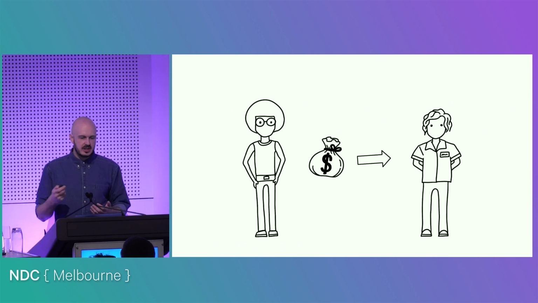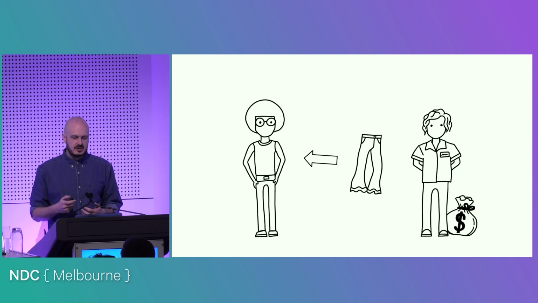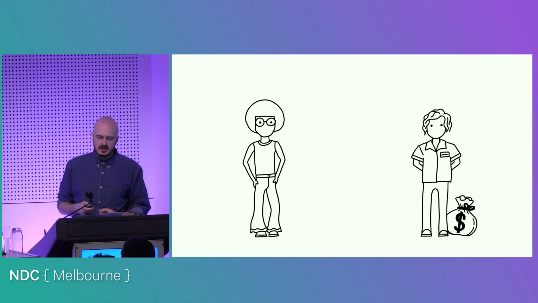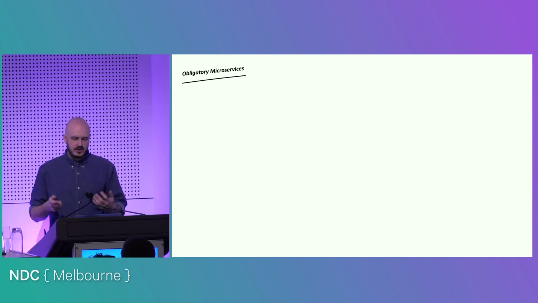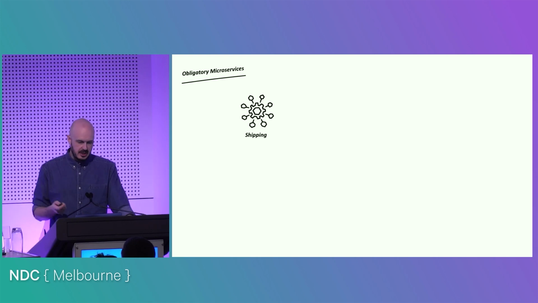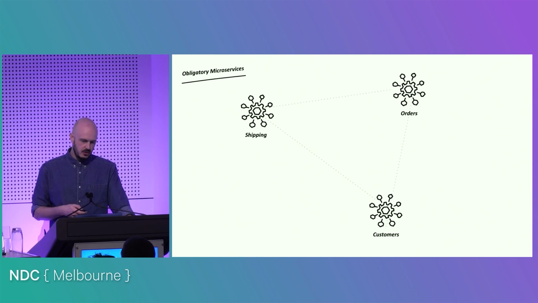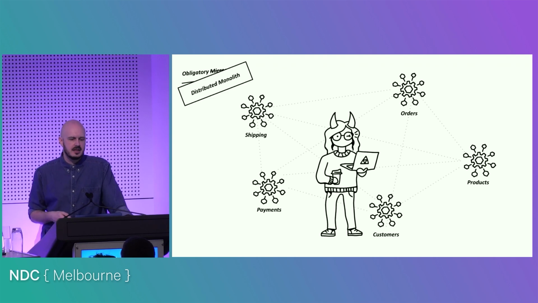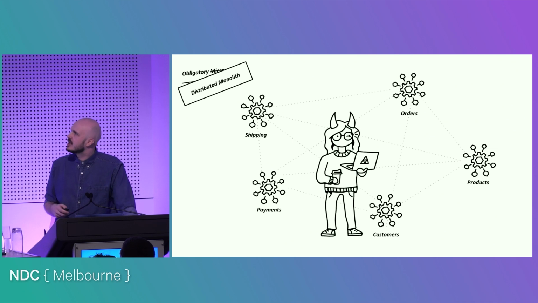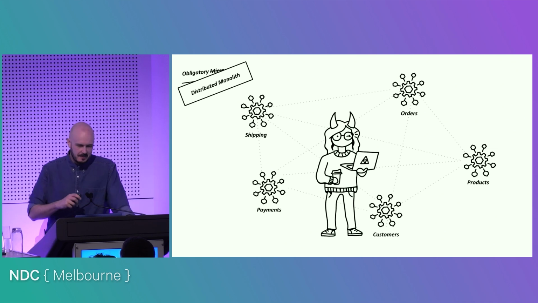Every day, money goes from here to here, and goods go from there to there. And everyone's happy. And just to round this off, let's imagine we've got a whole bunch of microservices working for us in the background: shipping, customers, orders, another for payments, and a last one for products. Because microservices are still cool, aren't they? Well, I mean, hopefully. I guess we'll find out tomorrow.